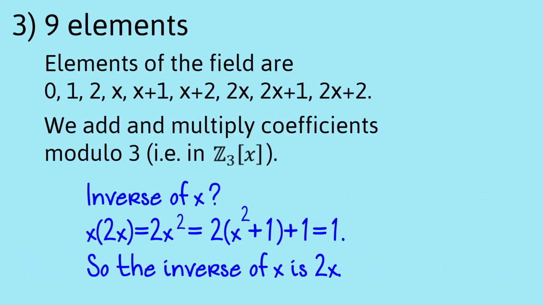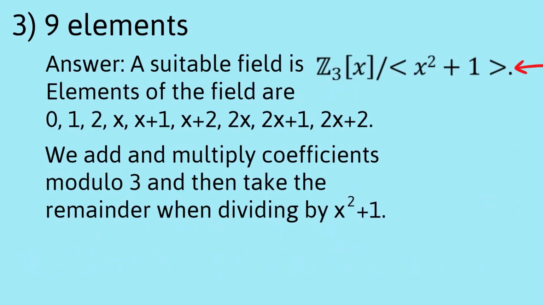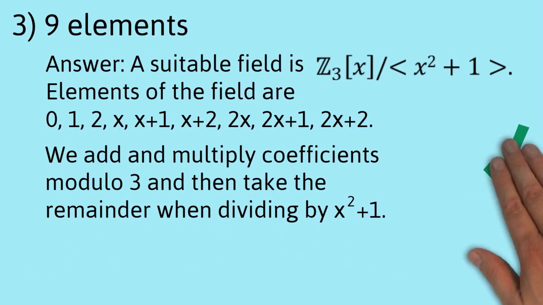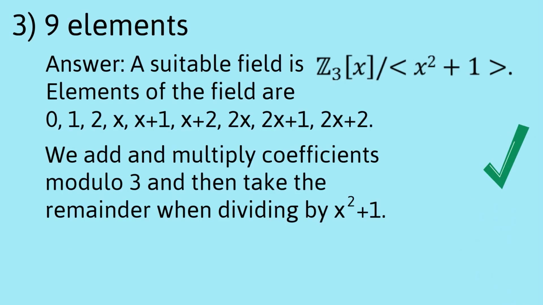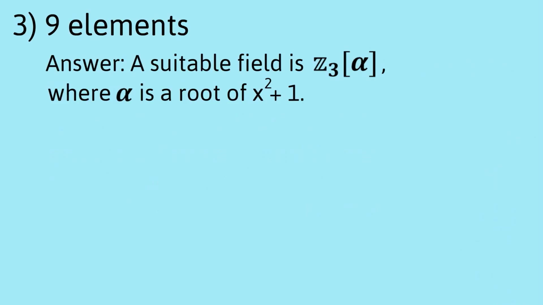Okay, so now let's just put up the answer. You might want to show off the fact that you know a nice compact way of expressing this as Z3[x] modulo x squared plus 1, but I'll also put all the details there that you would probably want to put in an answer to the question. There is another way of describing a field with 9 elements that doesn't involve polynomials in the normal sense of the word. So let's have a look at this.